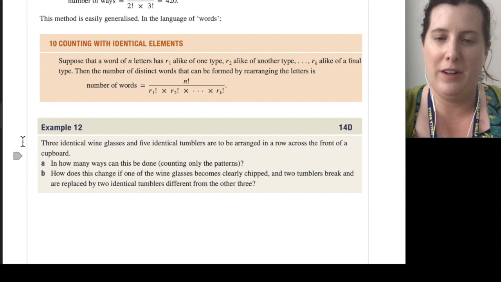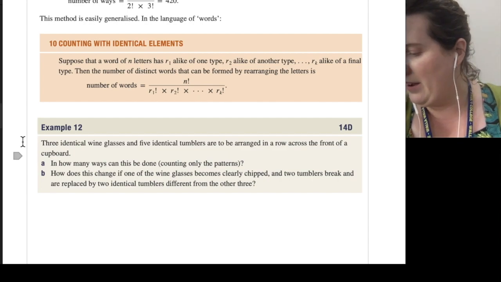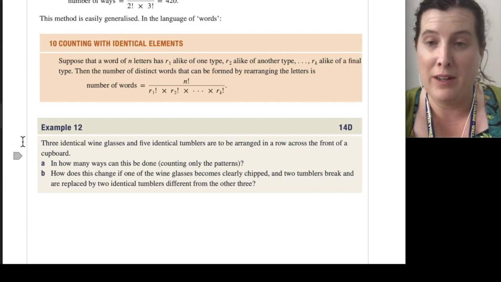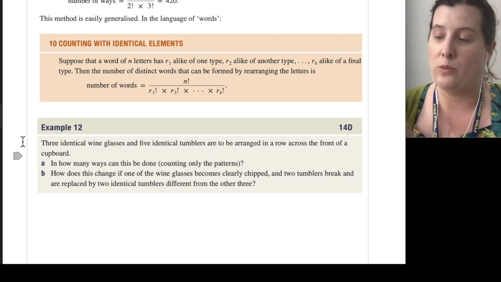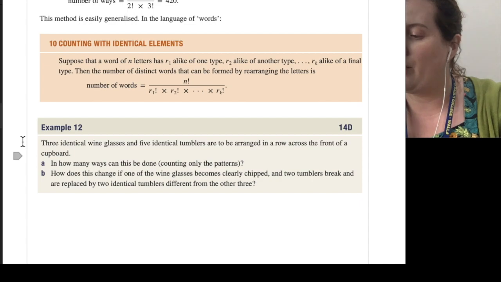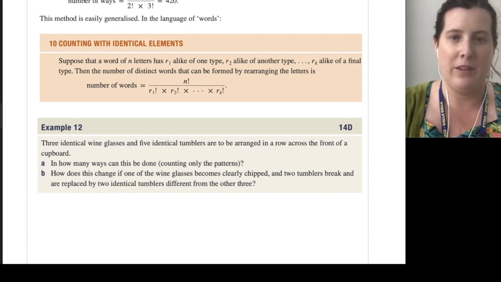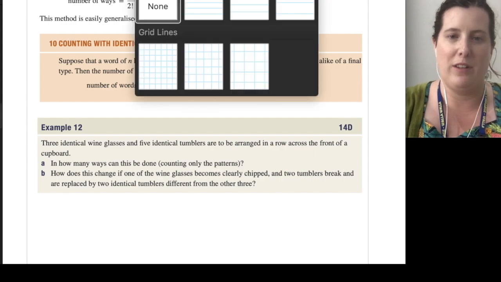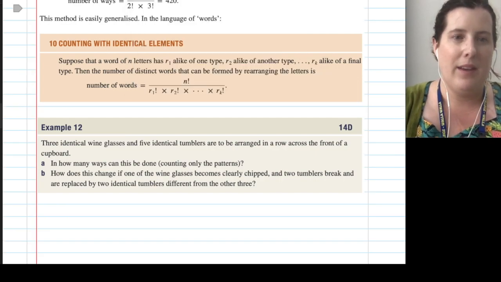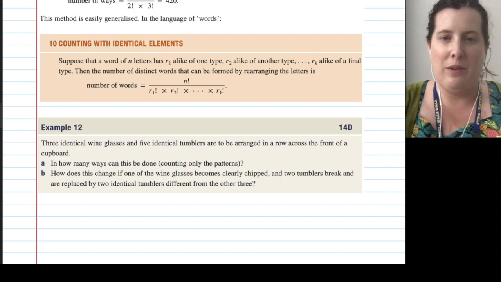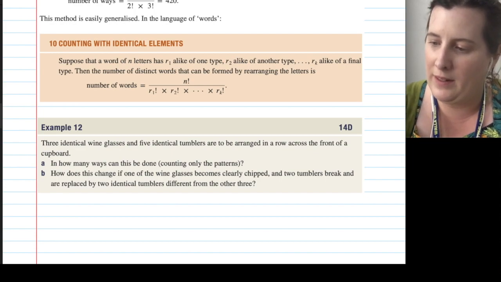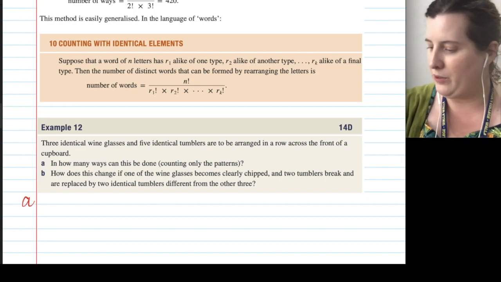Okay, so normally we've got 8 glasses. If we were not even considering that they were wine glasses or tumblers, if we just had our normal glasses, we would have had 8 factorial. So let me just change the background to have lines. I like lines. So for A, we would have just said 8 factorial.